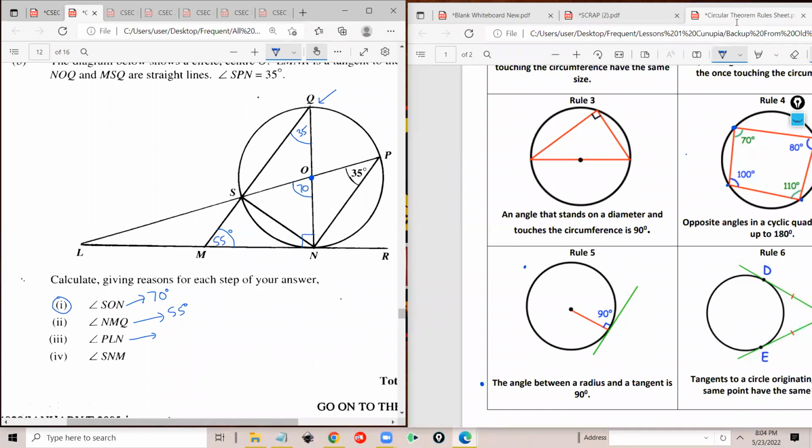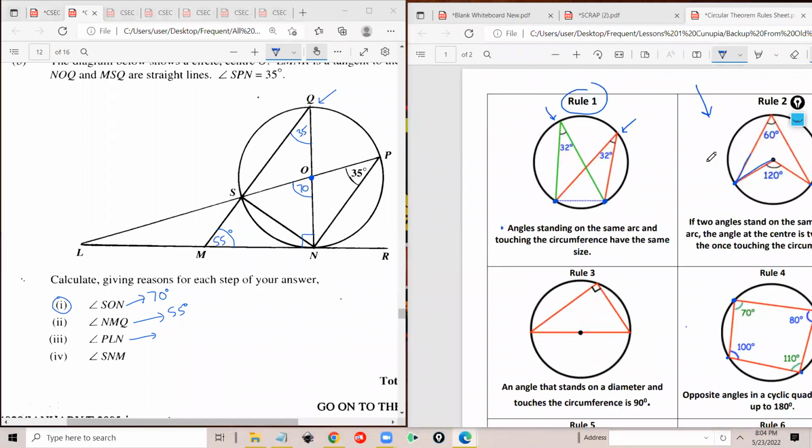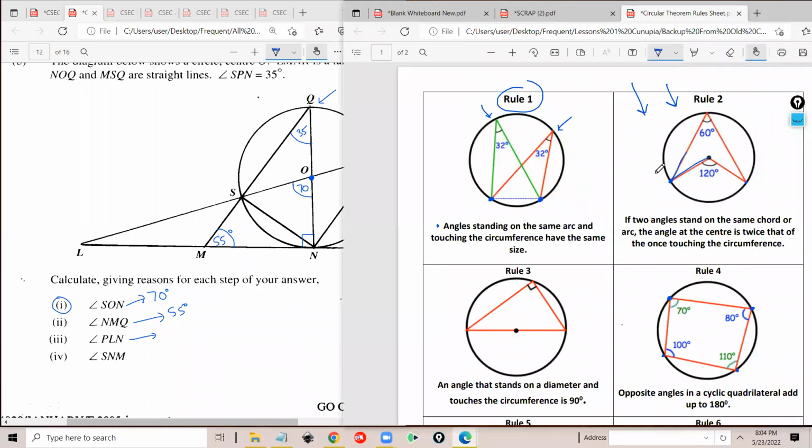I was using rule 2 for that one. SON is touching the circle, the center, and SPN is going to the circumference. The one at the circumference is the smaller one, and the one at the center is twice its size. So it's rule 2 I have used. Right, so let's get to the view here. One going to the center, one going to the circumference.